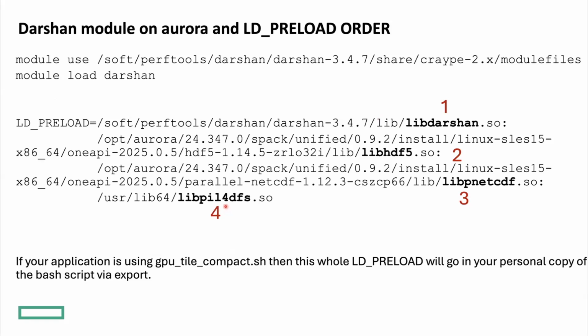If you are facing any issues, you can reverse this, swap it by having first the libpal and then the libdarshan. But if you're also going to use PnetCDF and HDF5, you also need to have this in your LD preload. And if you are using the GPU tile compact.sh script, then you will have to make a copy of that and add your LD preload there in order to get the Darshan files.